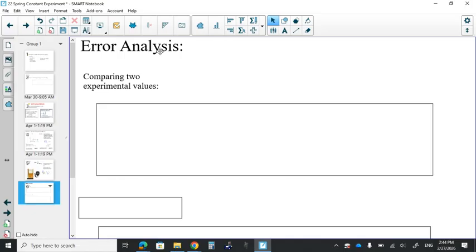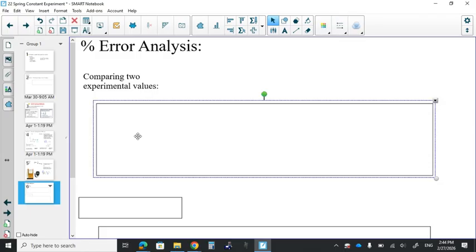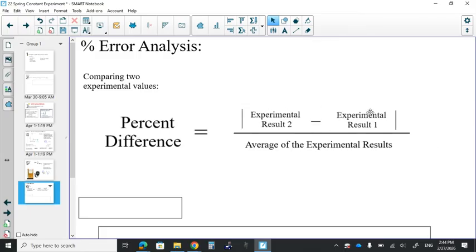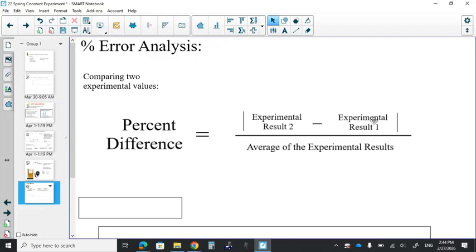We need to do an error analysis, right? So more specifically here, a percent error analysis. For comparing 2 experimental values, you want to look at the difference between the 2. You don't care which one's bigger, so that's why this is an absolute value, right? I always do it as experiment 2 take away experiment 1. We're used to the idea of second take away first, or final take away initial, as your change in anything. But yeah, so then divide that by the average of those and you get your percent difference.